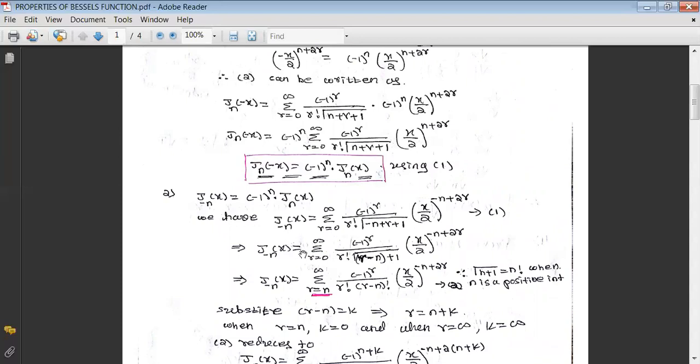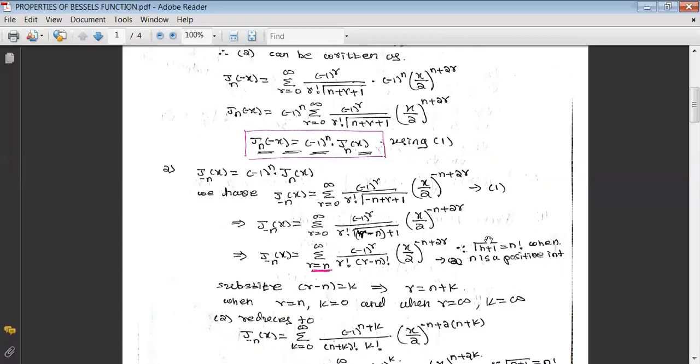And J minus n of x equals this: minus 1 raised to r is written as it is, this r factorial is written as it is. Now this minus n plus r plus 1 can be written as r minus n plus 1, and this we kept as it is, that is x by 2 raised to minus n plus 2r. And from the first semester, when we studied the properties of gamma function, one of the results is gamma of n plus 1 equals n factorial when n is a positive integer.